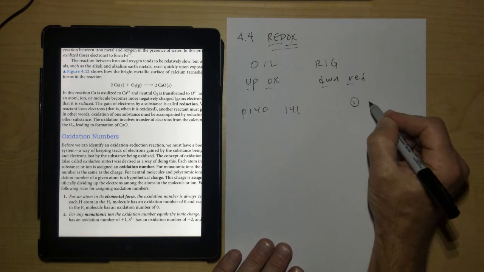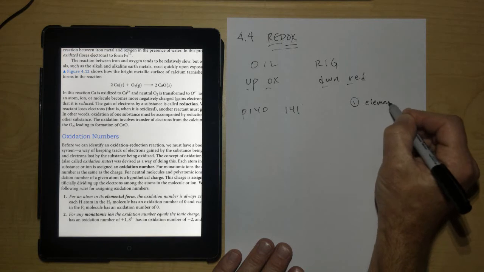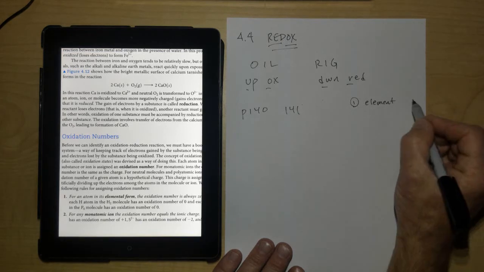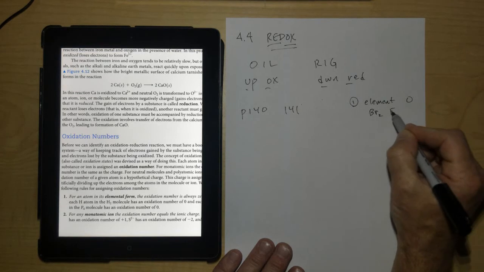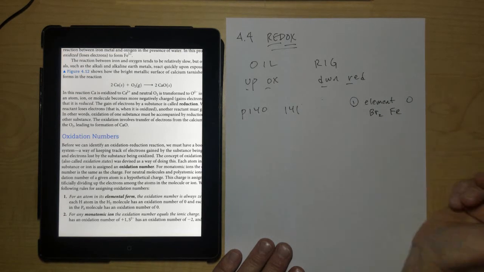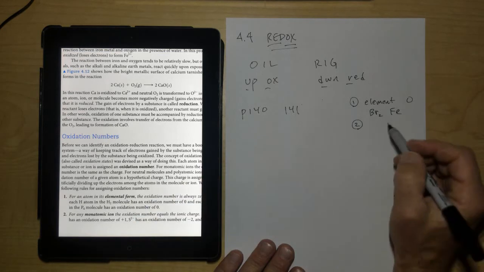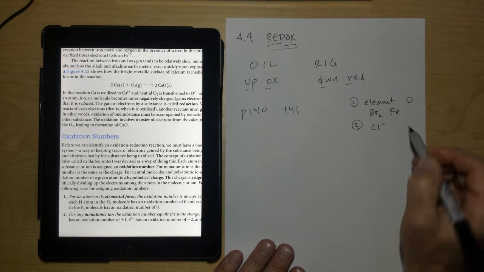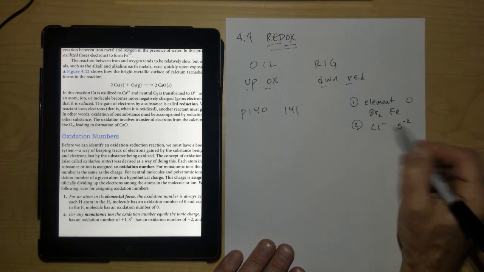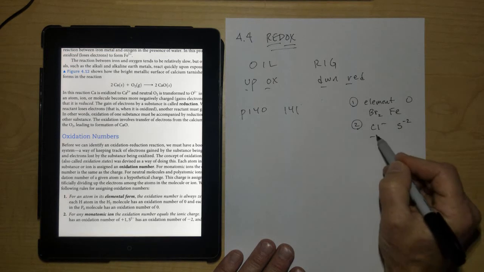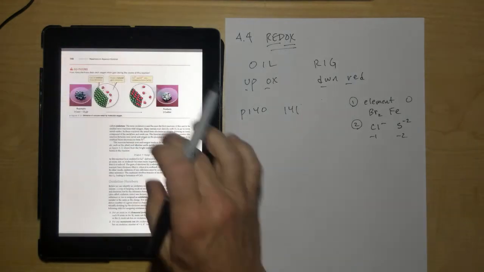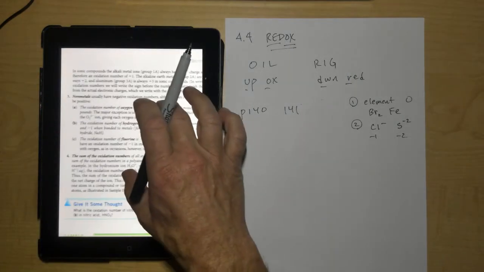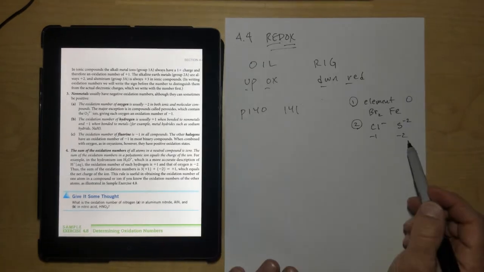So rule number 1, if something is in its elemental form, then it has an oxidation number of 0. So if it's Br2, if it's Fe, if it's just one of those kind, then it has an oxidation number of 0. A monatomic ion is its charge. So if you see Cl minus 1, S minus 2, this is a minus 1 charge. This is minus 2. So if you see it in an ionic equation or a net ionic equation and it has a little charge up above it, then that's its charge.